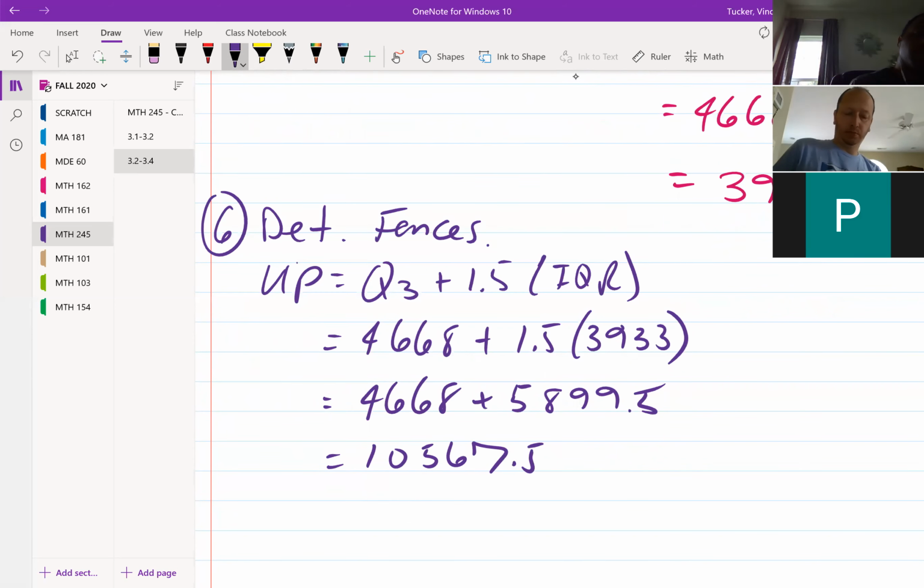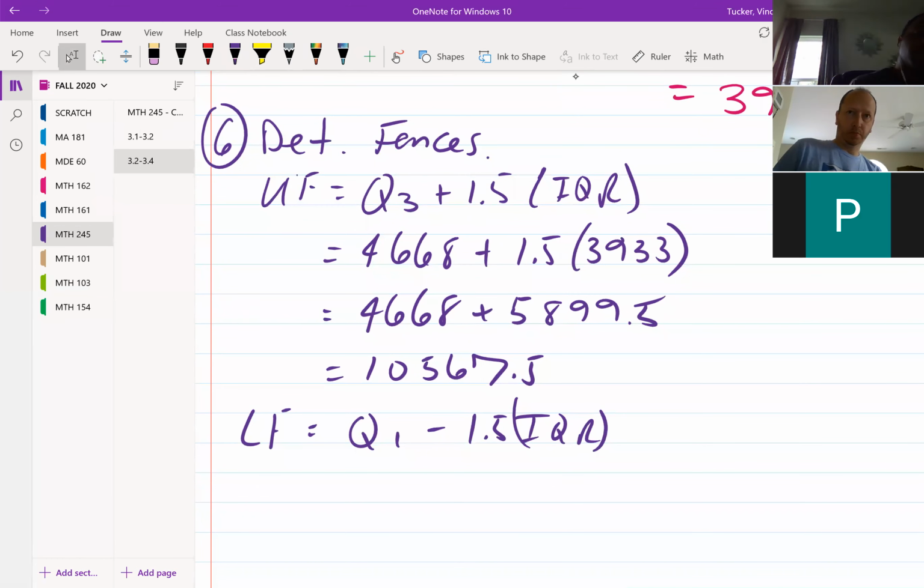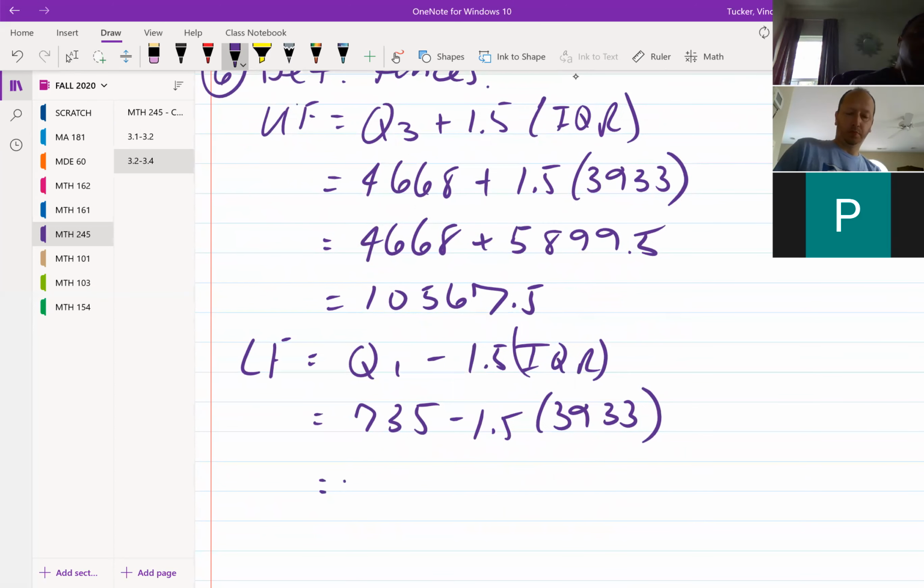All right. So the lower fence is Q1 minus 1.5 times IQR. So that's 735 minus 1.5 times 3933. This is going to end up being a negative value.